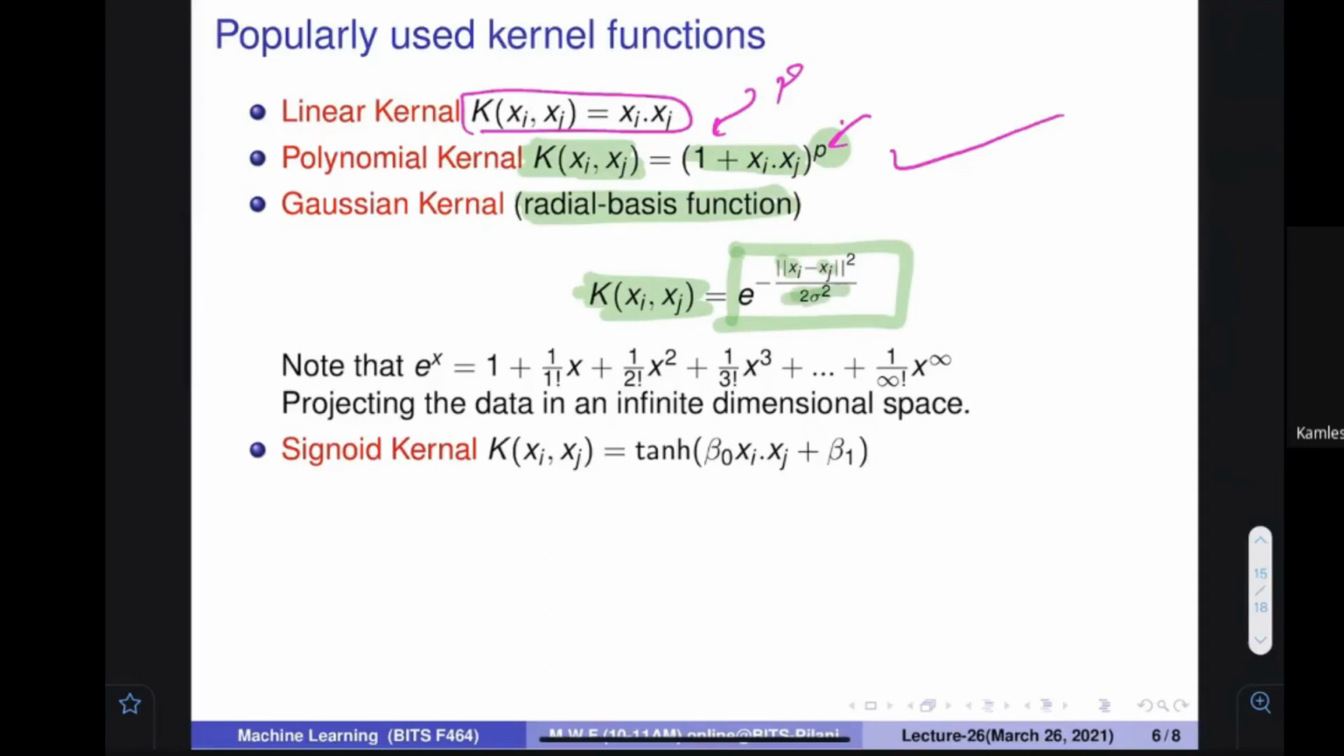So here, two values are given. You put them into this particular formula and give me the answer. This is what the kernel function is. So why is it an important function?